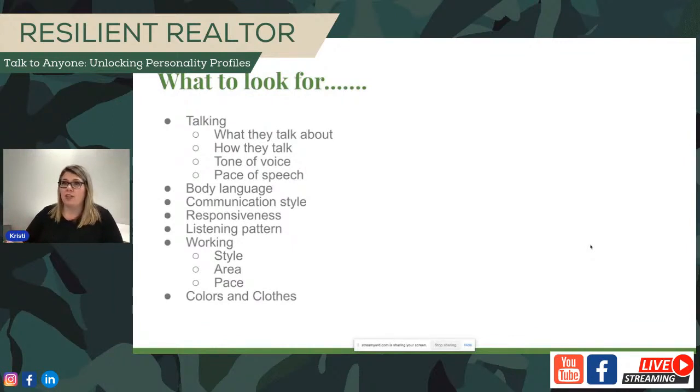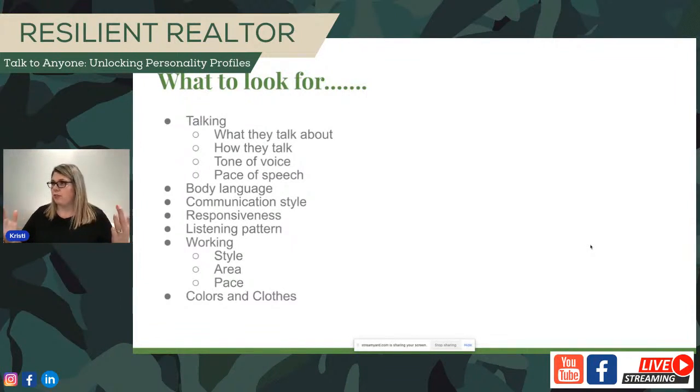Body language is a huge one across the personality profiles. The communication style, how they prefer to communicate, their responsiveness, the listening pattern. It even comes down to what they wear, guys. Certain personality profiles have different types of colors that they have an affinity towards and will wear more often than others. So when you're trying to decide what type of personality profile the person across the table from you, on the other side of the phone, or even via email is, you're looking for all the cues.